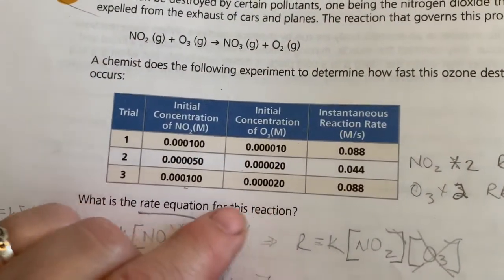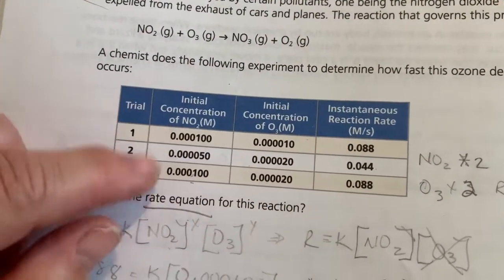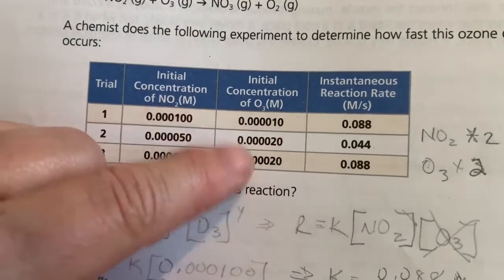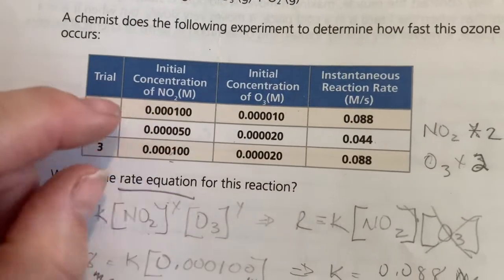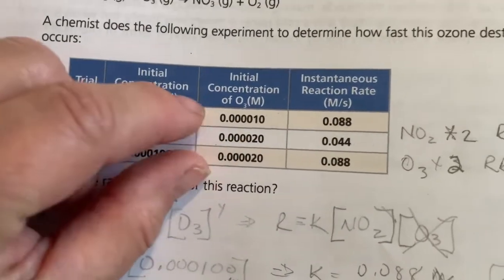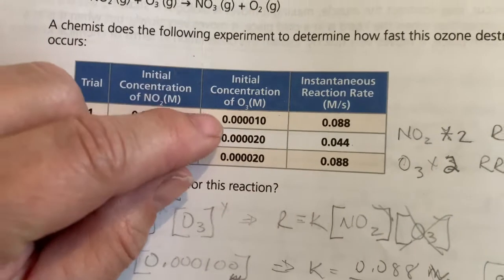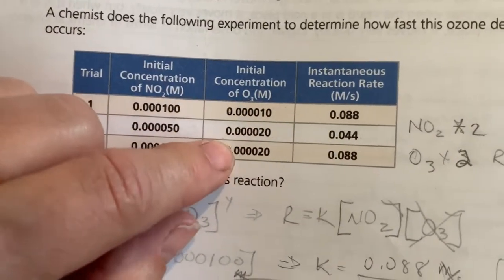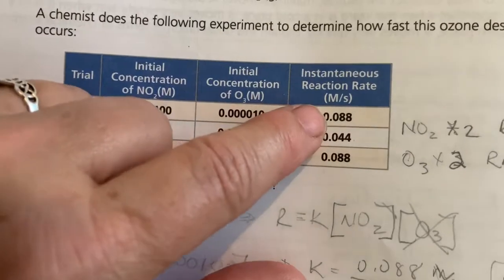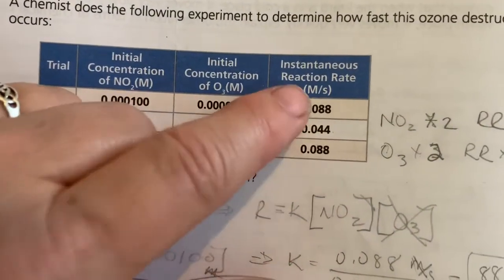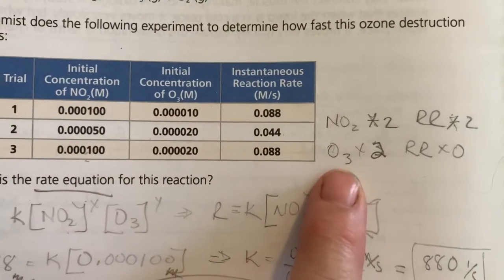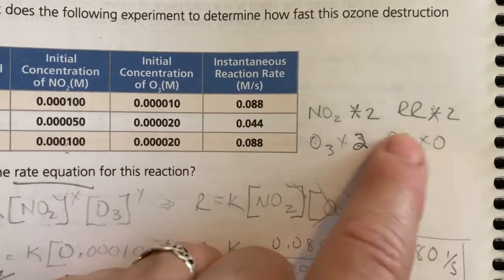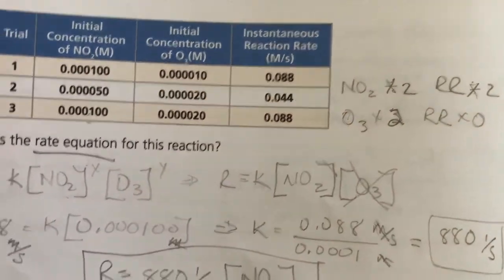All right, so I need to look for where the NO stays the same, which is trials 1 and 3, but the O3 changes. So I'm looking at trials 1 and 3 to compare O3. So it goes from this number to this number, so it doubles here, but look what happens in the instantaneous reaction. It stays the same. So I have O3 doubling and the reaction rate not doing anything. So that's going to cancel this one out completely.